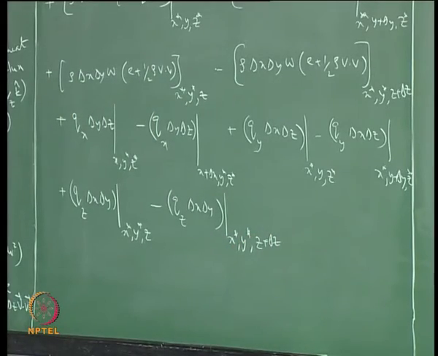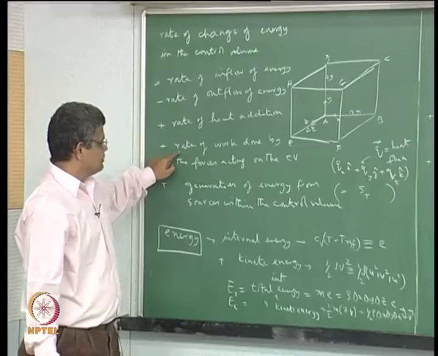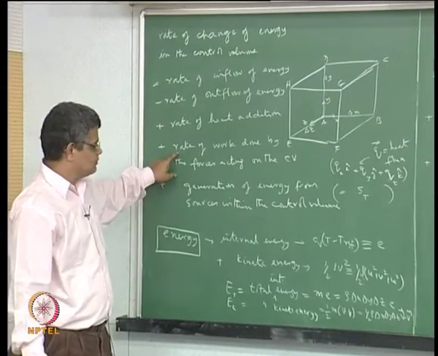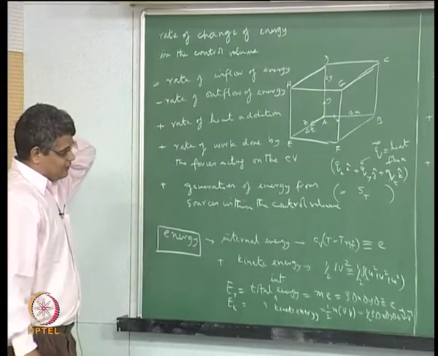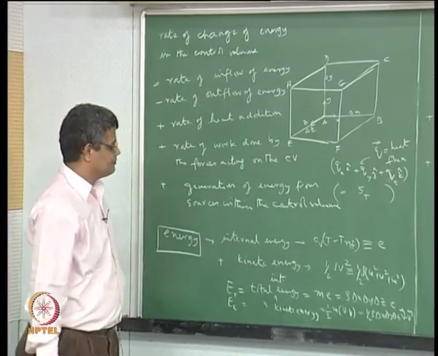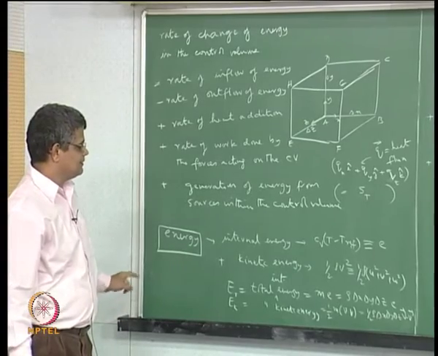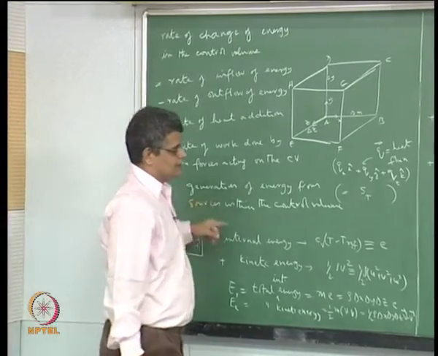Okay, now what is left? We have the rate of work done by the forces acting on the control volume, and we have the source term here. So we can first deal with this.